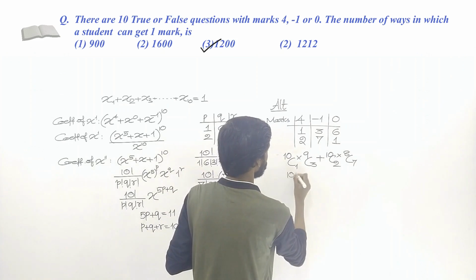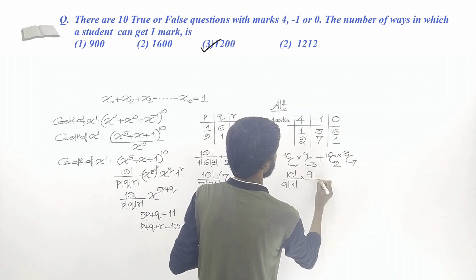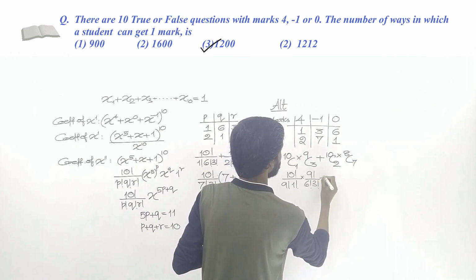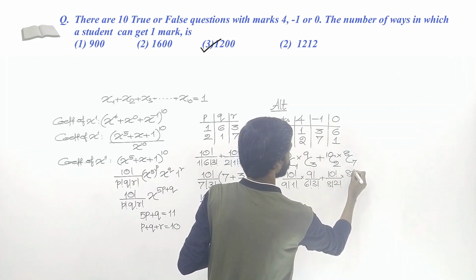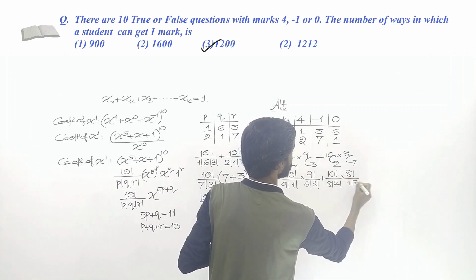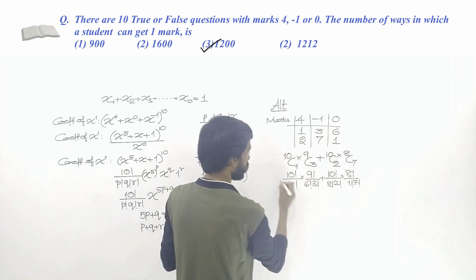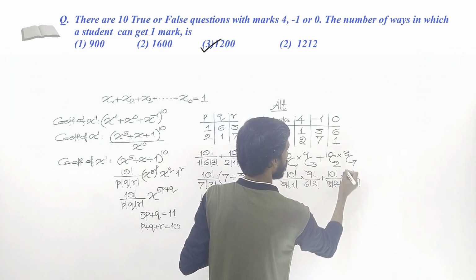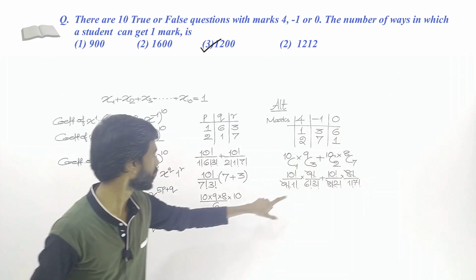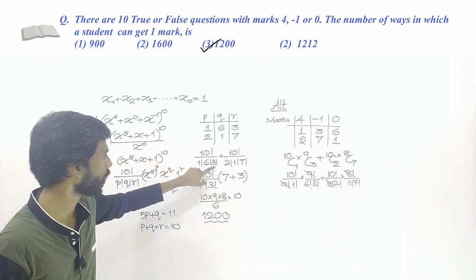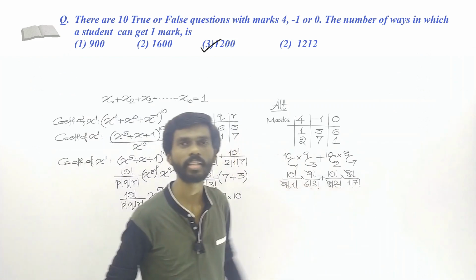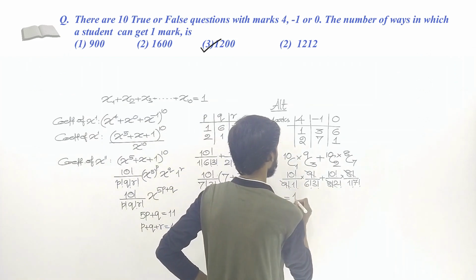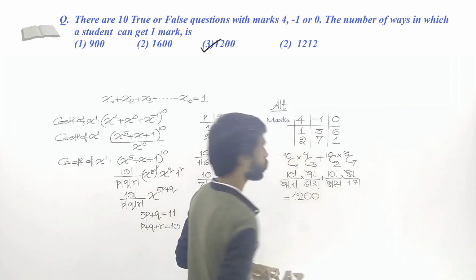So 10 factorial divided by 9 factorial, 1 factorial. This is 9 factorial by 6 factorial, 3 factorial. This is 10 factorial by 8 factorial, 2 factorial. So this is 8 factorial divided by 1 factorial, 7 factorial. Some terms get cancelled. This 9 factorial gets cancelled, and 8 factorial here. If you observe, it is the same expression here: 10 factorial divided by 6 factorial, 3 factorial. Similarly, 10 factorial divided by 2 factorial, 7 factorial. That means the answer must be the same. So this answer here is also 1200.